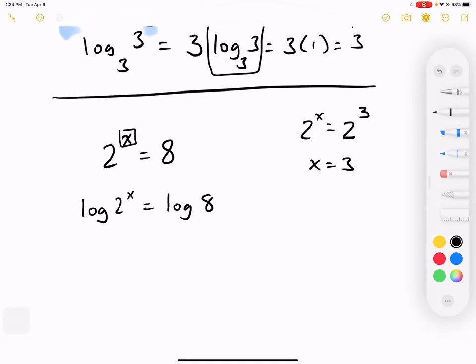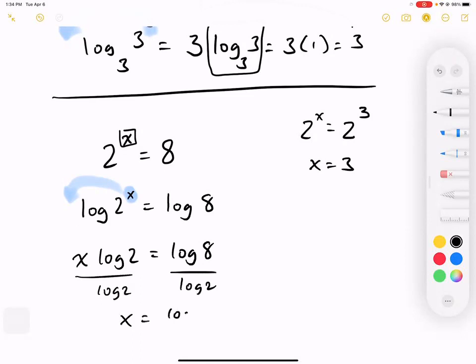What do we say log does to exponents? It took something that I was not able to touch before and moves it to the front. x log of 2 is equal to log of 8. We can divide log 2 to both sides because that's just some number. x is equal to log of 8 over log of 2. And on your calculator, if you write log 8 divided by log 2, you will get the answer 3, which is what we wanted. But we were now able to do it algebraically.